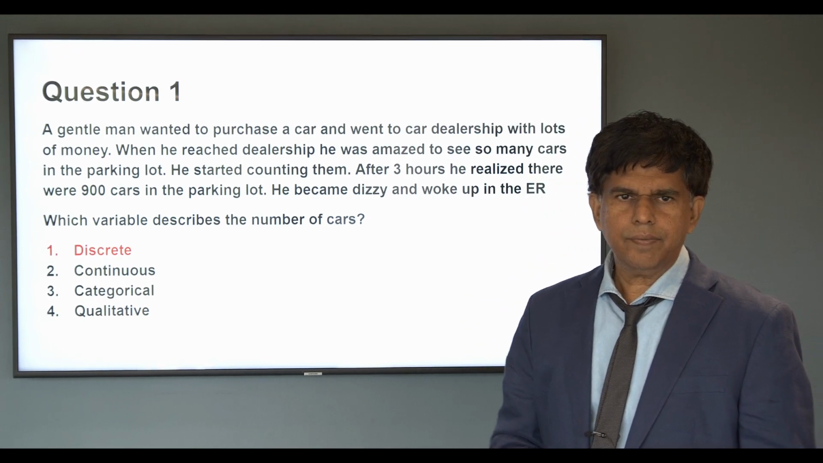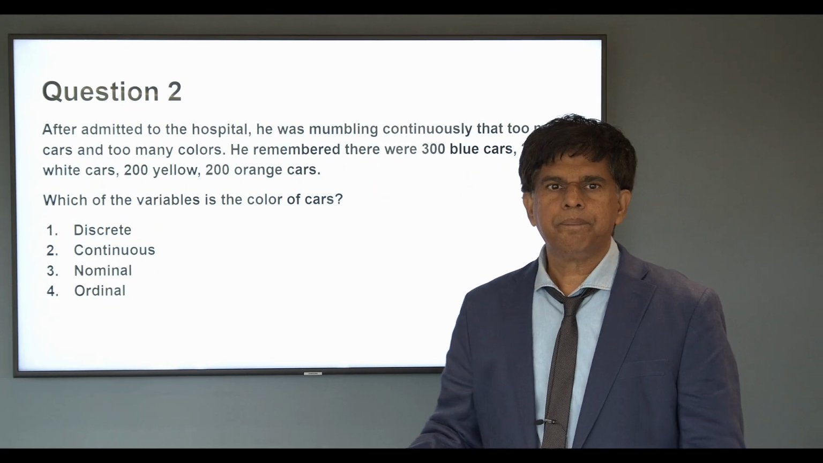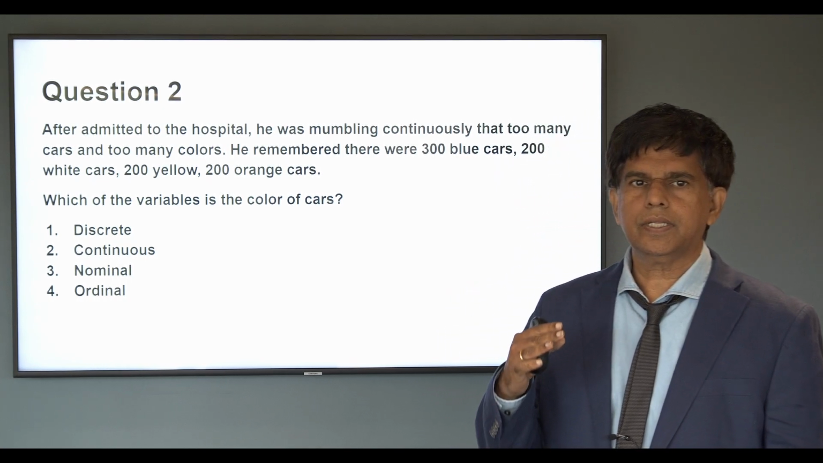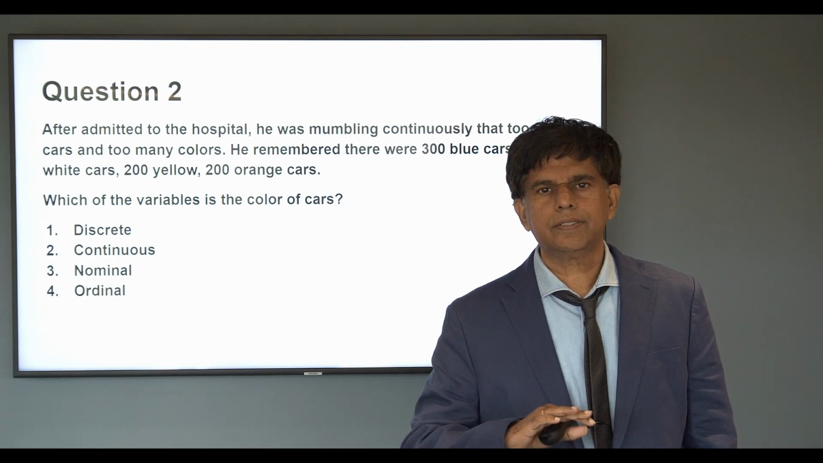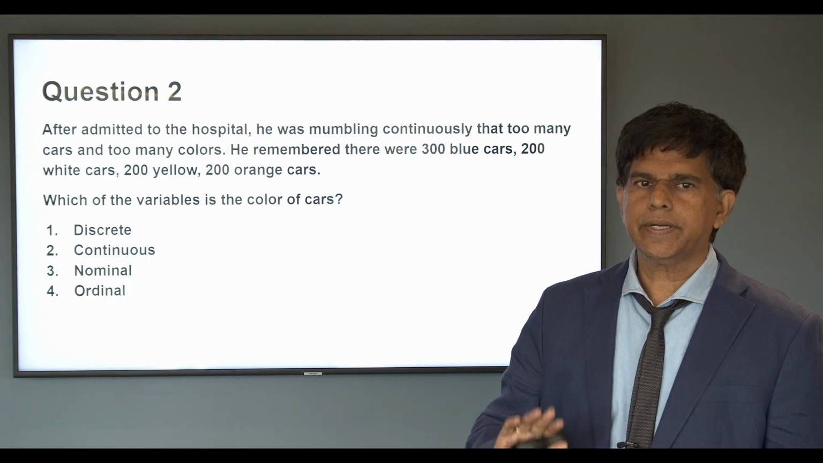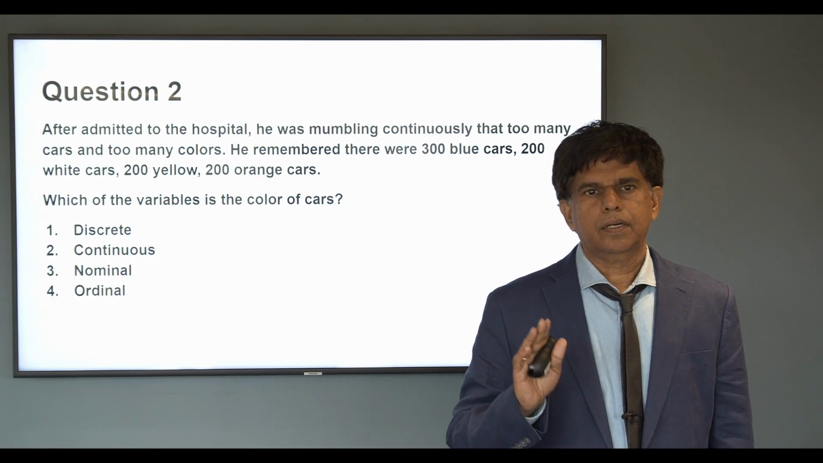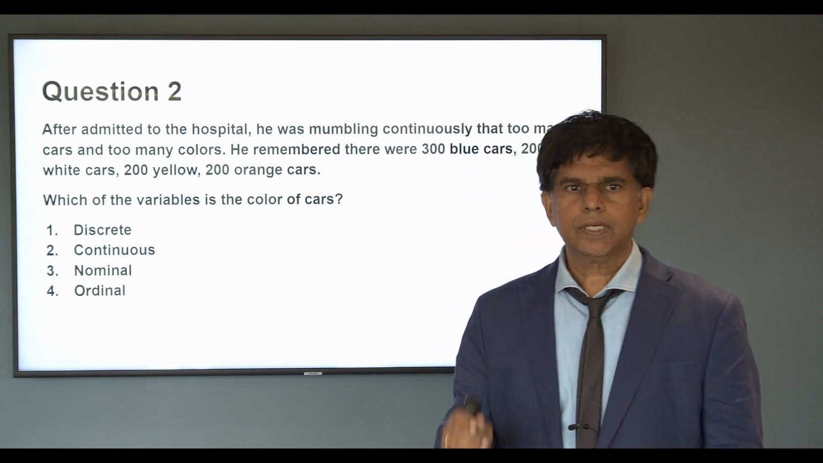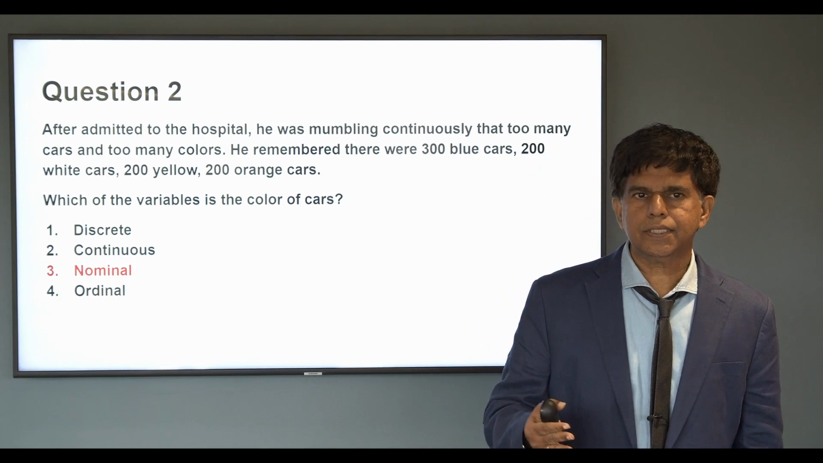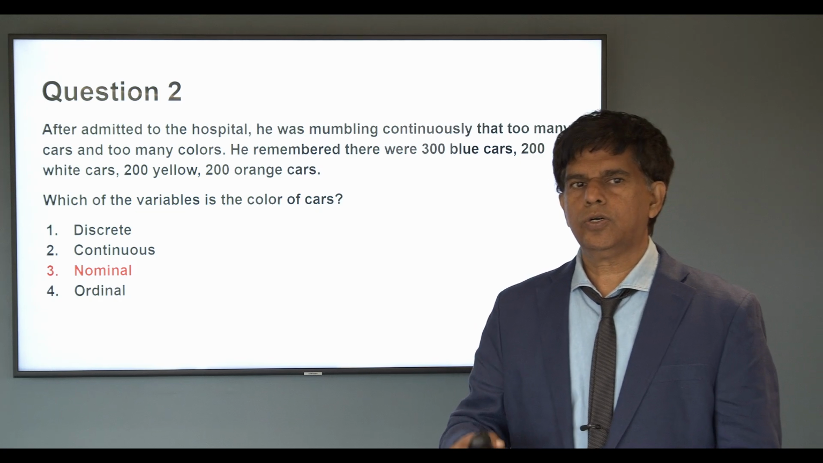Next question. After the same gentleman was admitted to the hospital, he was mumbling continuously that he saw too many cars and there were too many colors. You remember there were 300 blue cars, 200 white cars, 200 yellow, and 200 orange cars. Which variable is the color of the car? Your choices are discrete, continuous, nominal, or ordinal. Now, this is a nominal because see the color blue, white, yellow, orange.